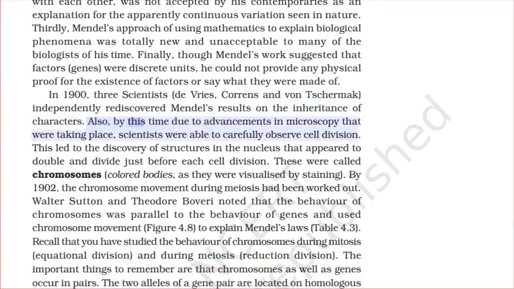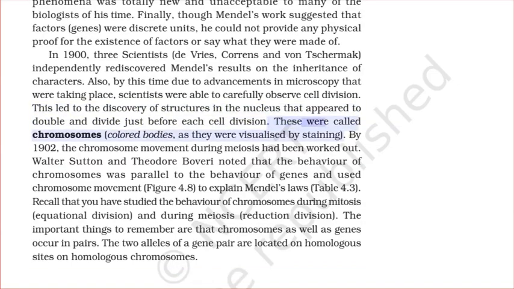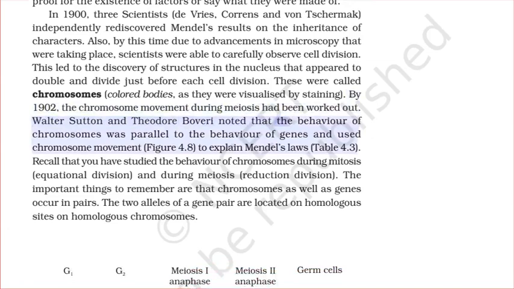Also, by this time, due to advancements in microscopy that were taking place, scientists were able to carefully observe cell division. This led to the discovery of structures in the nucleus that appeared to double and divide just before each cell division. These were called chromosomes, colored bodies, as they were visualized by staining. By 1902, the chromosome movement during meiosis had been worked out. Walter Sutton and Theodor Boveri noted that the behavior of chromosomes was parallel to the behavior of genes and used chromosome movement to explain Mendel's laws.